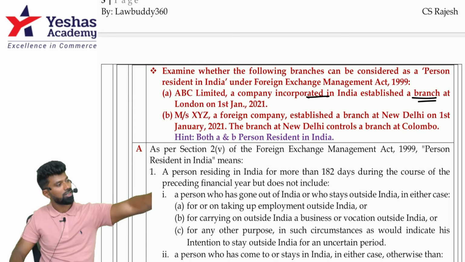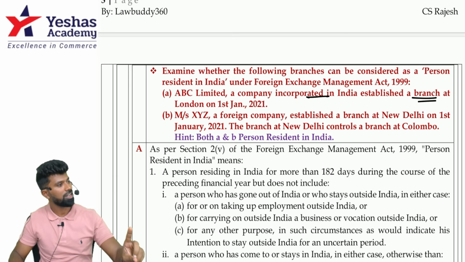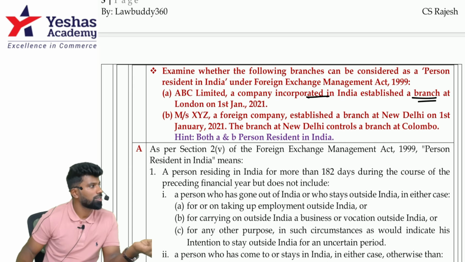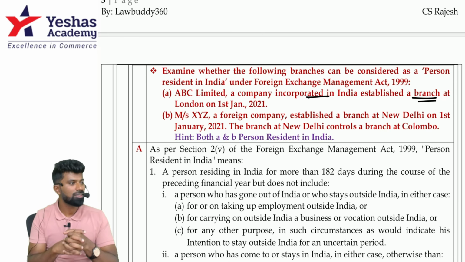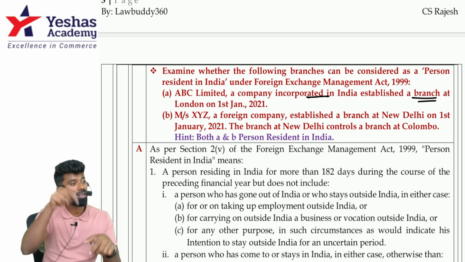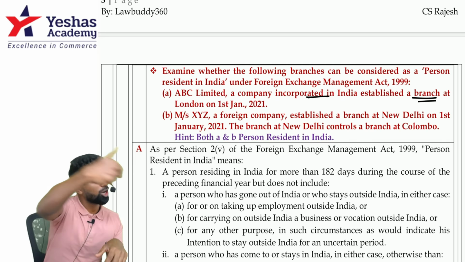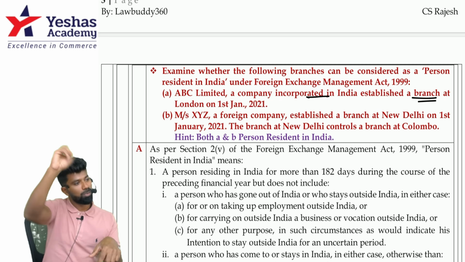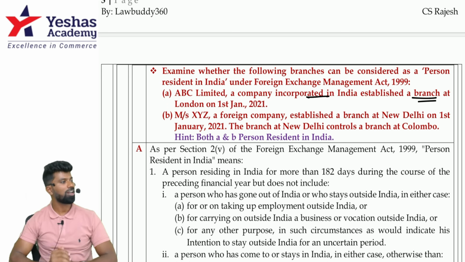How many exceptions? If a person comes to India for what purpose? Is a resident of India. Business purpose? Uncertain period? Tell me, a company incorporated in India. Resident in India. Office or branch in India. Office or branch outside India but controlled from India. Office or a branch outside India but controlled by the foreign residents. Non-resident in India. Are we clear with this?